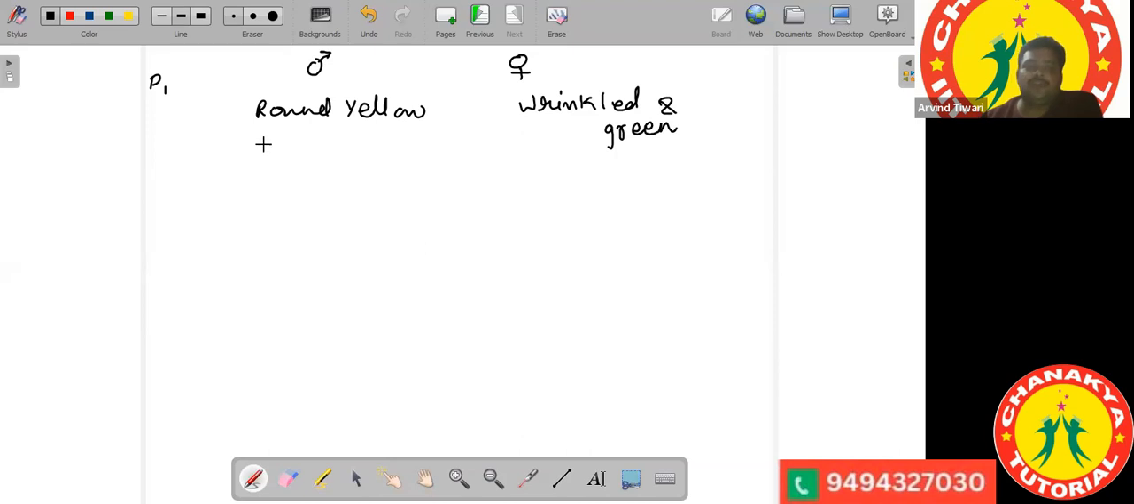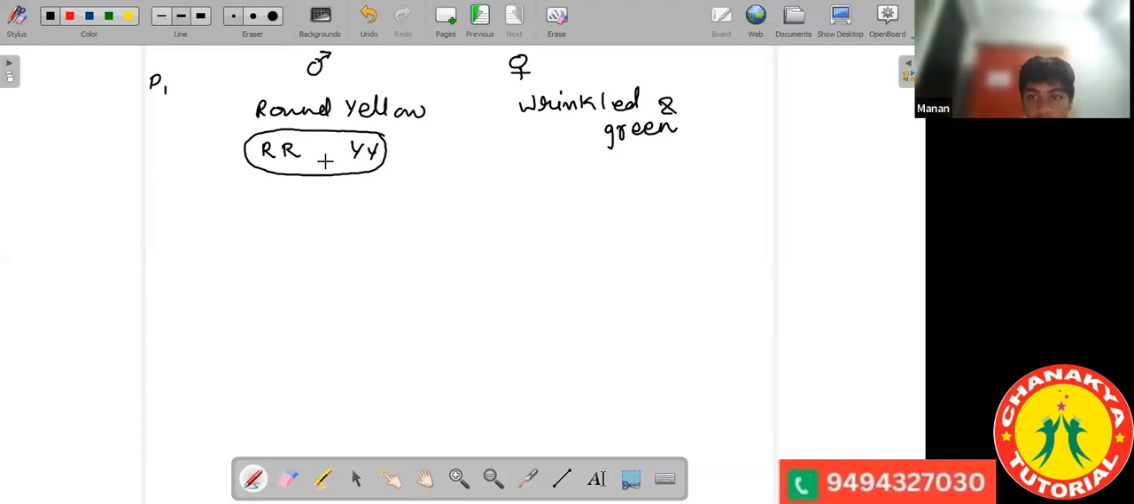So round shape was represented by capital R. The yellow characteristic was represented by capital Y. And hence the genetic makeup of the male parent was capital R, capital R, capital Y, and capital Y, as they always occur in pairs. Manan, are you getting it? Yes, sir.